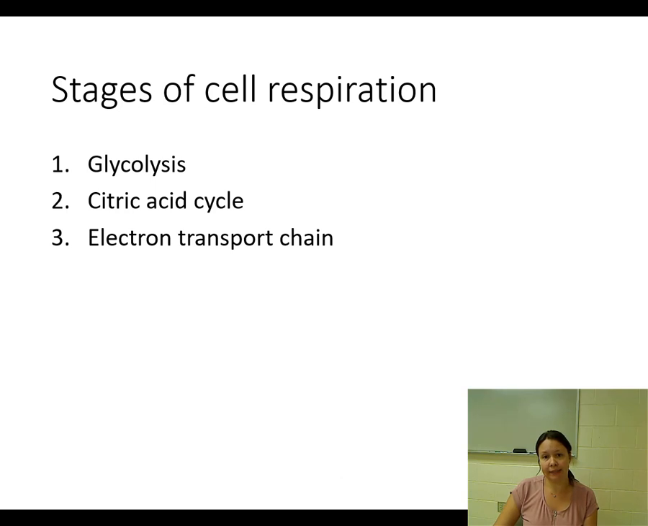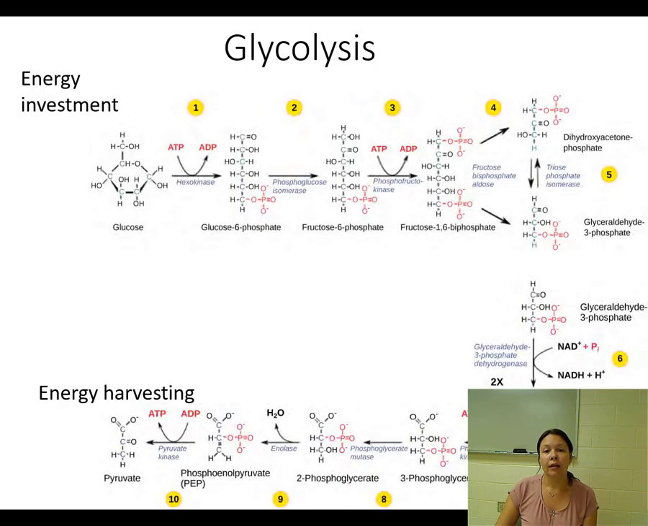There are 3 stages of cell respiration: glycolysis, citric acid cycle, or Krebs cycle, and the electron transport chain. So I'll use the term citric acid cycle for number 2, but it can also be learned as the Krebs cycle in certain textbooks. So this is a picture of glycolysis, and within glycolysis there is an energy investment phase up here in these 5 steps, and there's an energy harvesting phase down here.